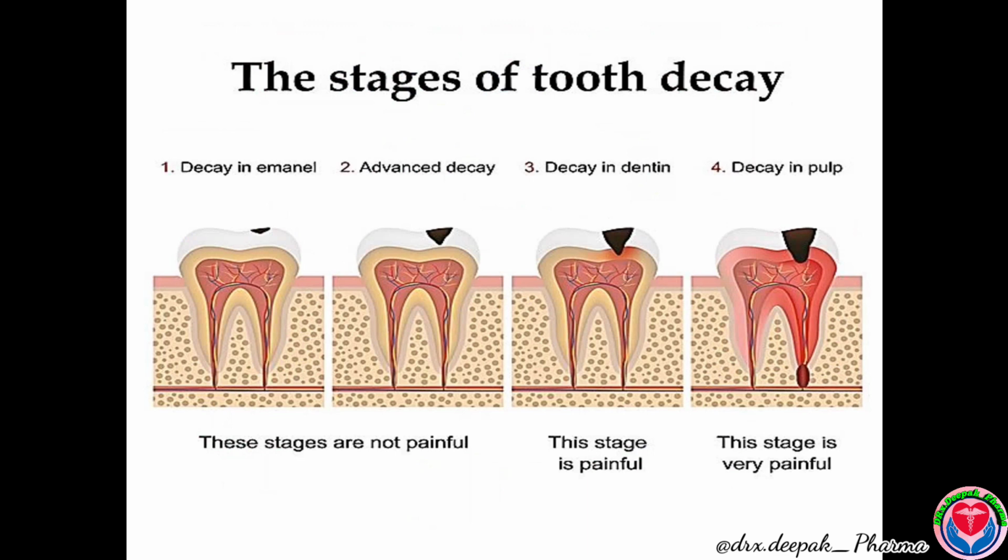Now, there are different stages of tooth decay. Decay in the enamel, then advanced decay, is okay, not painful. Now when the pain starts, that is decay in the dentin layer of the tooth, which causes pain, and decay in the pulp is very painful. You have to go for RCT in that case, because the pain completely involves the nerves and blood vessels.